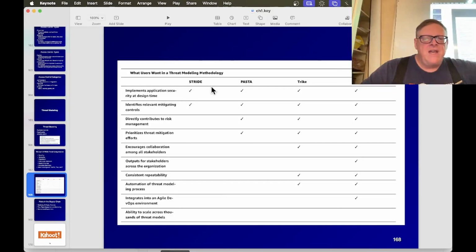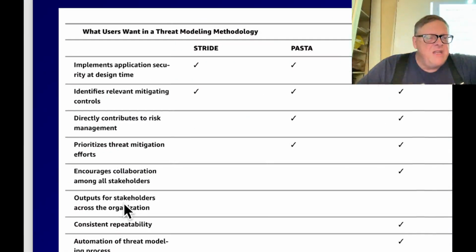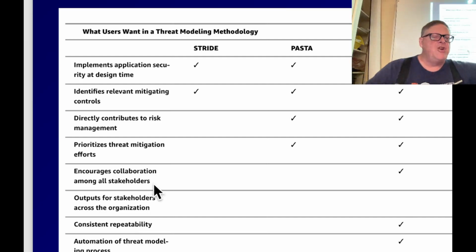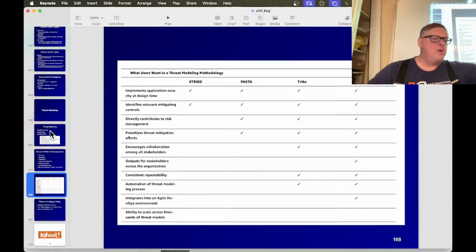And so here's STRIDE, PASTA, TRIKE, and VAST, and a way to compare them. STRIDE is older and simpler and doesn't check as many of the boxes, like encouraging collaboration among all stakeholders and so on. It's simpler, but a lot of companies I worked for used STRIDE. They didn't want to get into this complicated stuff.